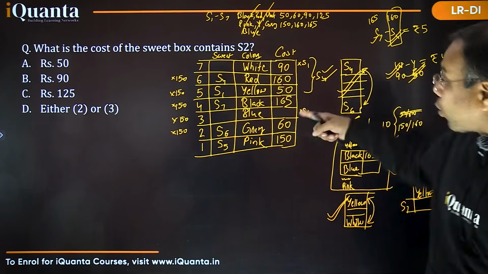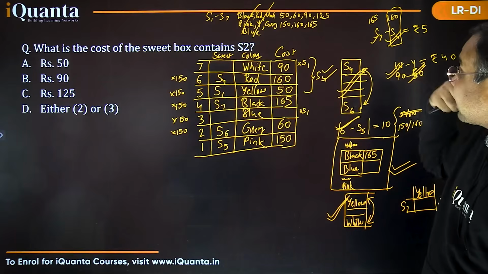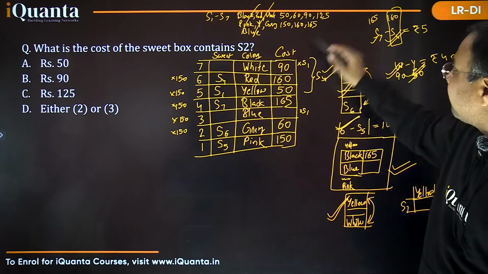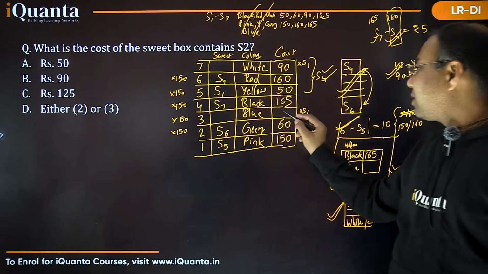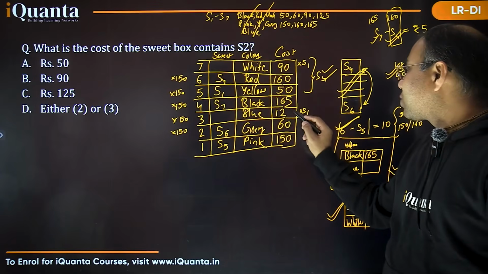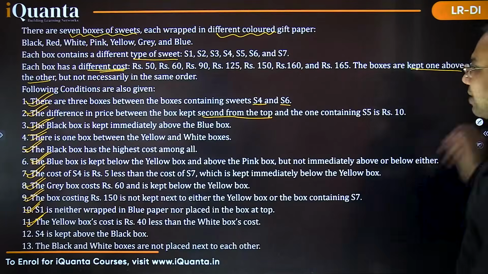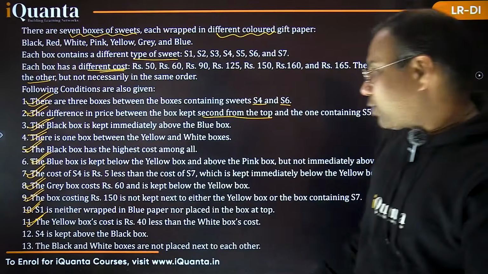By the way, which cost is remaining? We can fill this cost as well, I guess. So 50 is there, 60 is there, 90 is here, 125 is remaining. So certainly this particular box costs 125 rupees, isn't it? I think we have one more point left. Let's see that, and after that we'll be in the position to answer the questions.